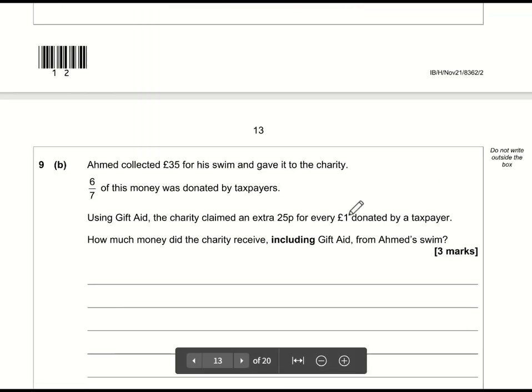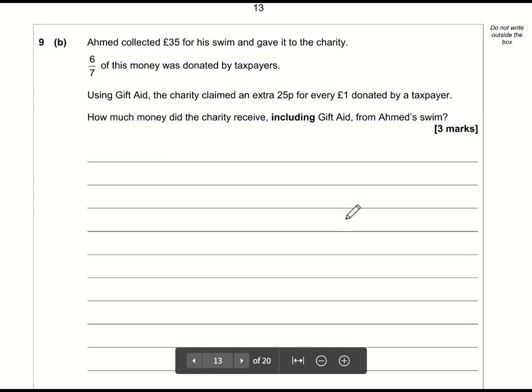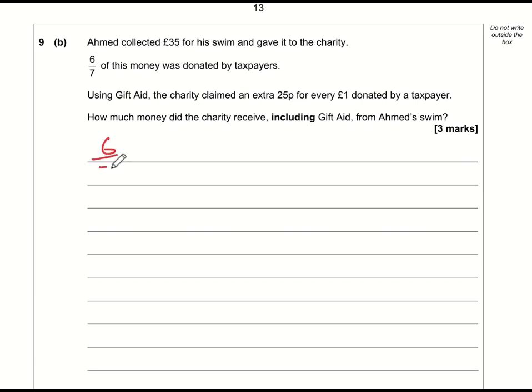Okay, let's move on to part B. So Ahmed collected £35 and 6/7 was donated by taxpayers. So what is 6/7 of £35? Here we're working out a fraction of a total. So we take our total, we divide it by the number on the bottom, and we multiply by the number on the top. So that is £30 from taxpayers.